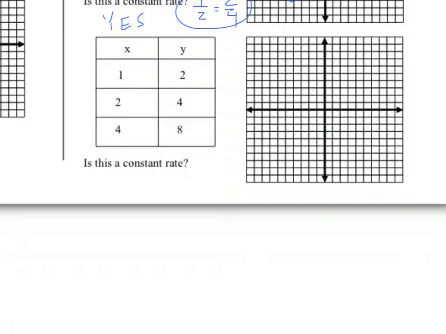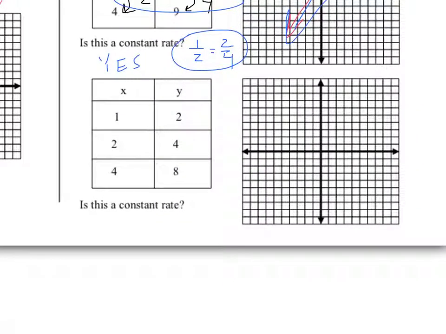Edgar, why do you say yes? Because if you graph it, it's going to be straight, and then if you do the other way to prove it, it's going to be 1, and then 2, and then the y is going to be 2, and then plus 4. All right, so he's just given me both ways.